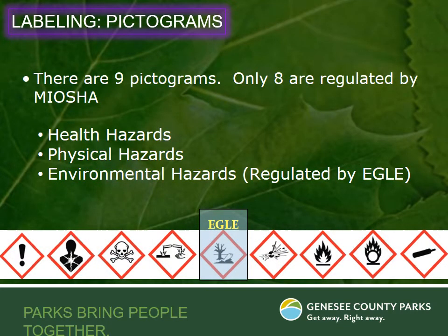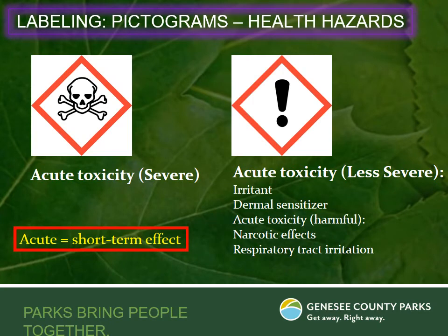Labeling pictograms are shown below. There are only 9, 8 of which are regulated by MIOSHA. The ones to the left are health hazards. The ones to the right are physical hazards. And the one in the middle is the environmental hazard pictogram, which again is regulated by EGLE. The pictograms are used to identify specific hazards related to each chemical.